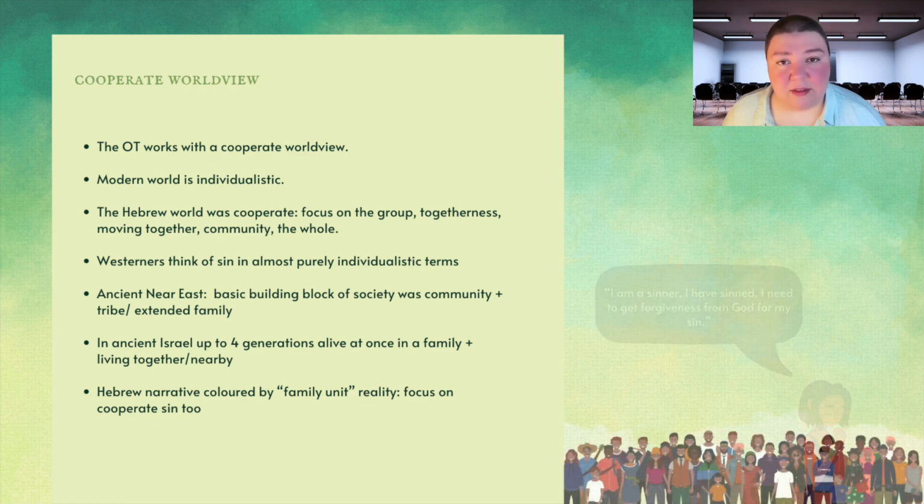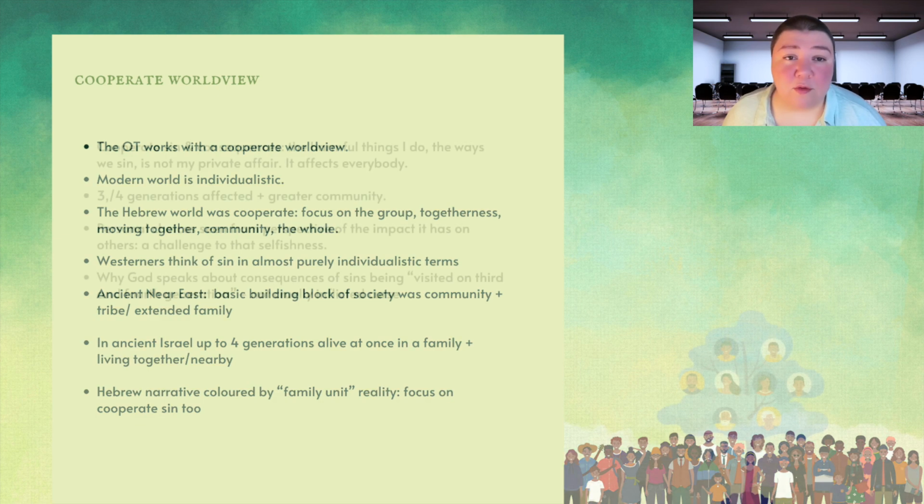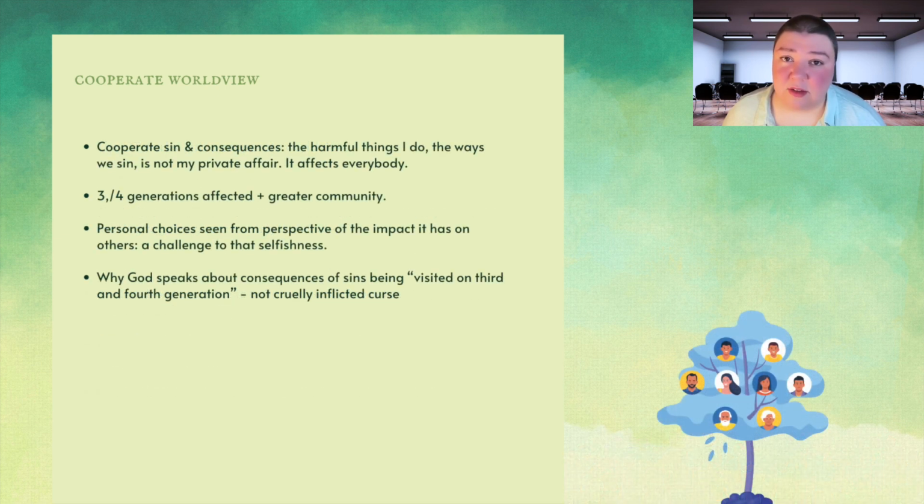The harmful things I do, the way we sin, is not my private affair. It affects everybody. Everybody in my extended family, all of those 3, 4 generations, and my greater community. And so the way sin is talked about is often from the perspective of the impact it has on society, on family, and a challenge to that selfishness.